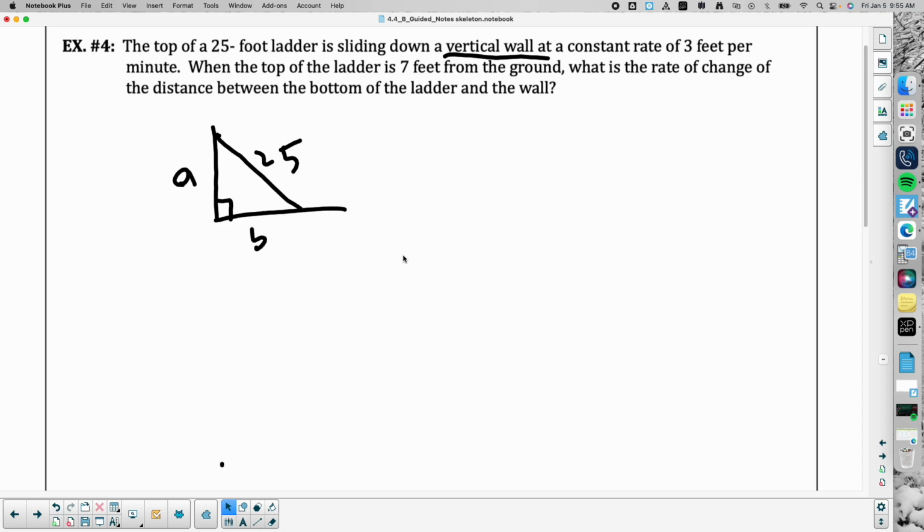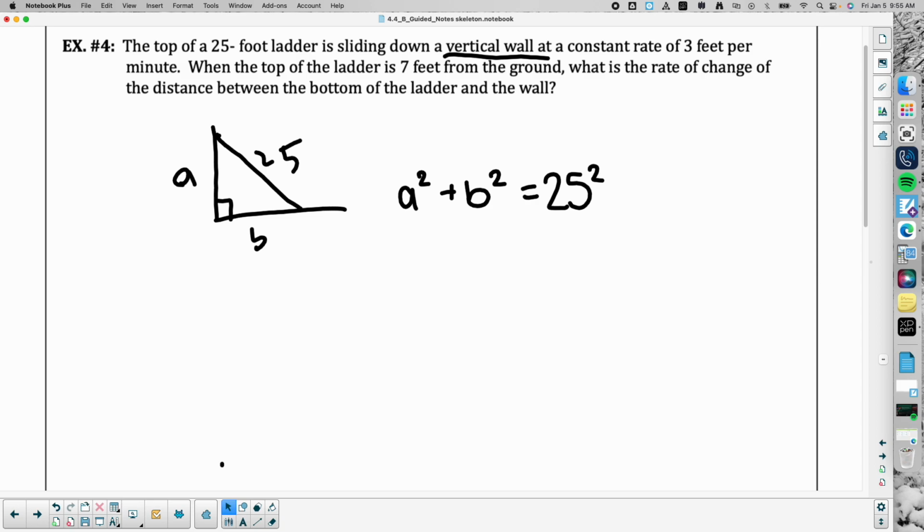Excellent. Conveniently, they even labeled it A and B. But it doesn't matter what you label it. I bet some of you labeled it Y and X. And if you did, that's still correct. Oh, perfect. You even put in the 25 right away. That's excellent.